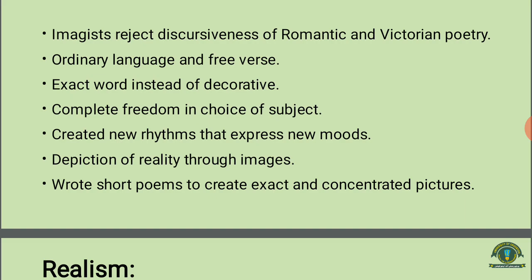And then wrote short poems to create exact and concentrated pictures. As we already know, in the old times, there were many poets who wrote poems of about 200 lines, about 100 lines, and more than that. And in the modern era, many of the poets, except T.S. Eliot, as he has written The Wasteland, more than 300 lines.